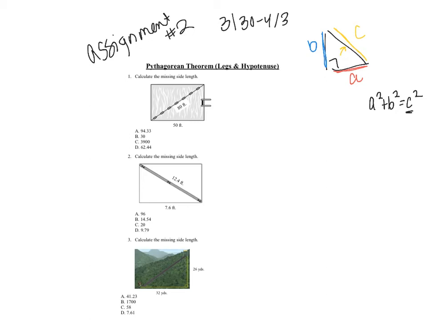If we're missing one of the legs, since we have the biggest side, that's what that would mean. If we're missing one of the legs, A or B, then we'd have to subtract, because that means we know this biggest number.